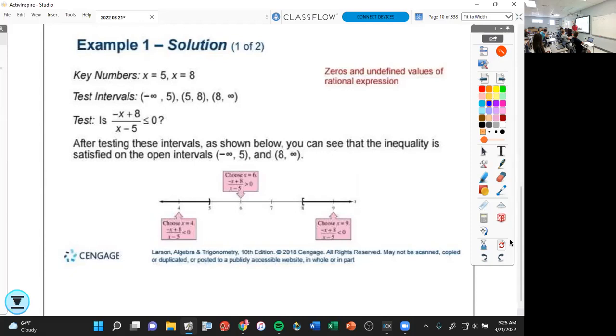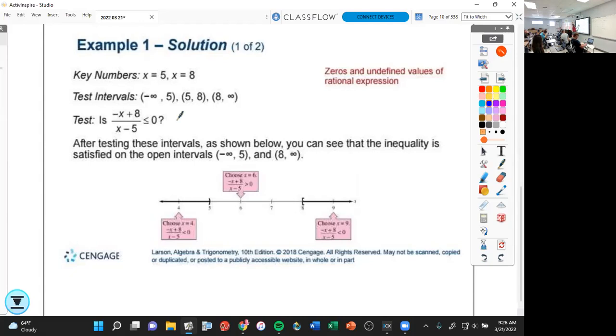Choose a number greater than 8. They chose 9. Negative 9 plus 8 is negative 1. 9 minus 5 is 4. Is that positive or negative? Negative, so that's shaded. Okay. The test intervals are always parentheses. The answers might not be.